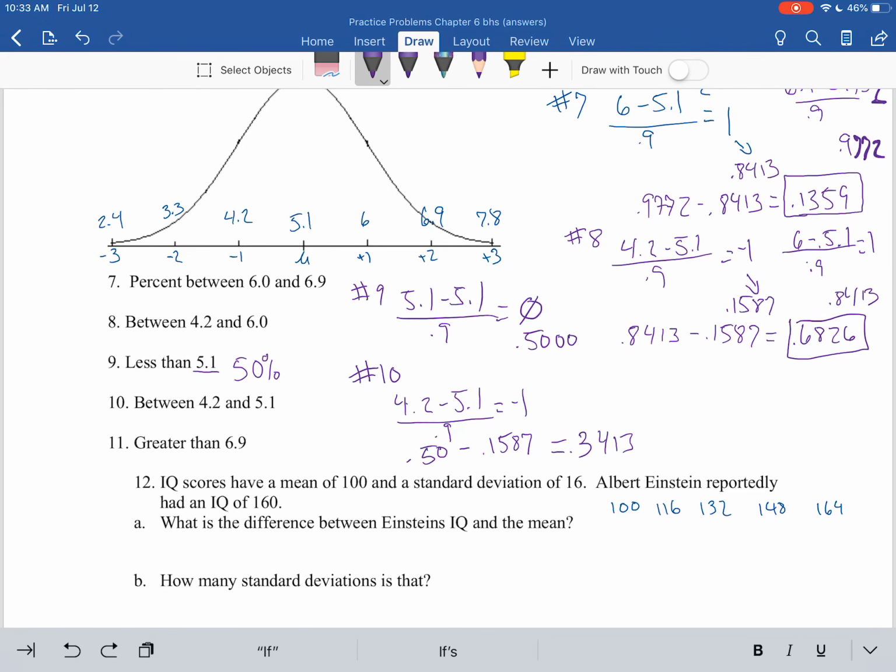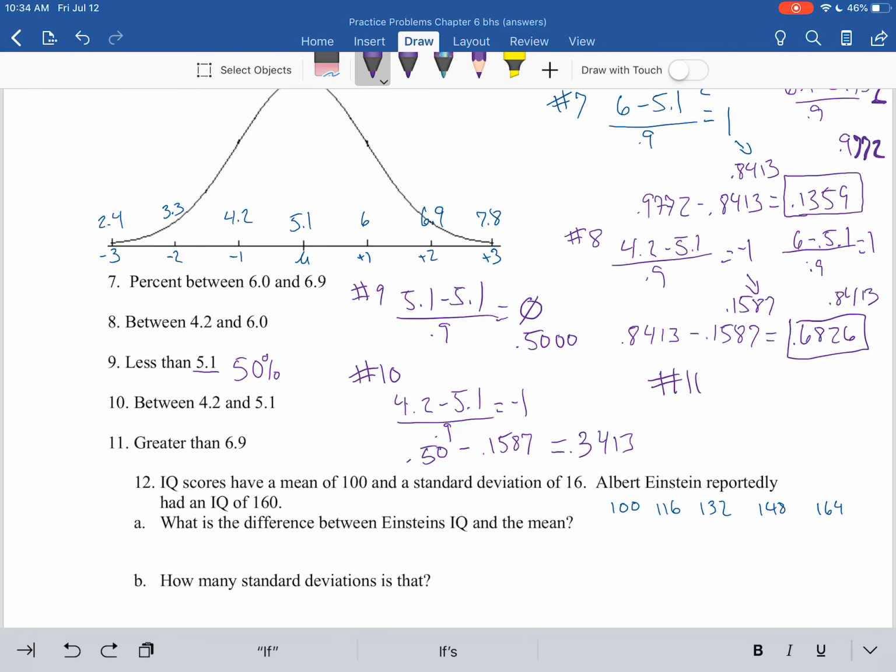And last but not least here, we're going to do number 11. So number 11 is greater than 6.9, so remember we're looking at 6.9 and greater than. Remember, everything in the book is telling us from that value and to the left. So when we find 6.9 and to the left, we know we have to subtract it from 1, because the total probability under the whole distribution is going to sum to 1, but the value from our table only gives us from that value and to the left, and we want to know greater than that.